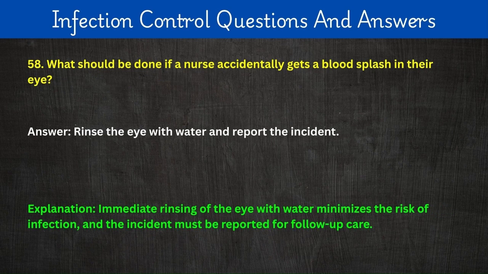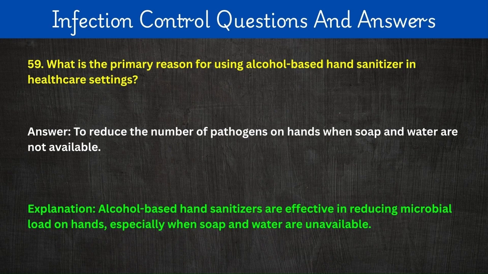58. What should be done if a nurse accidentally gets a blood splash in their eye? Answer: rinse the eye with water and report the incident. Explanation: immediate rinsing of the eye with water minimizes the risk of infection, and the incident must be reported for follow-up care.